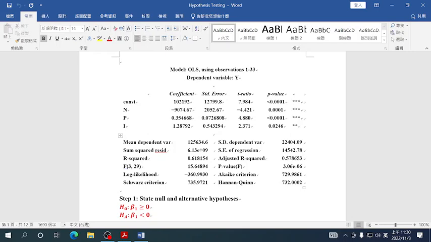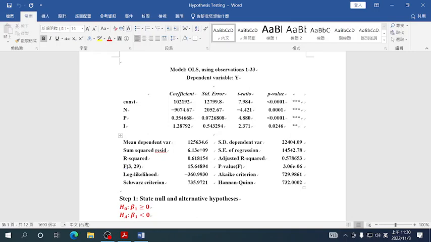Okay? All right? Okay. So now I'm working with the beta 1. So beta 1, this is negative relationship, right? We hypothesize the negative relationship because n is the competitors, the number of competitors. If the number of competitors increase, the customer bills decrease, right? So we are working with our alternative hypothesis is beta 1 less than 0.